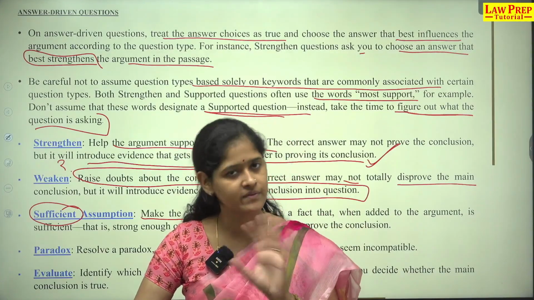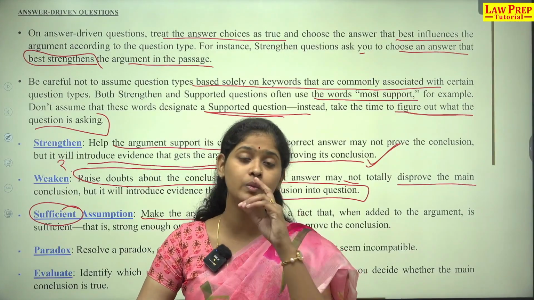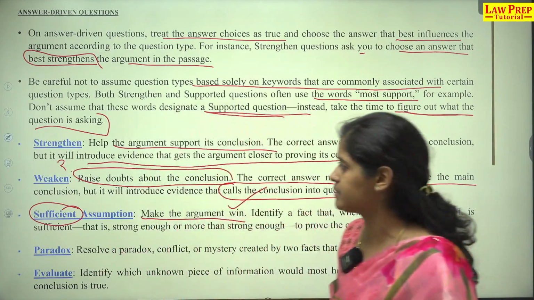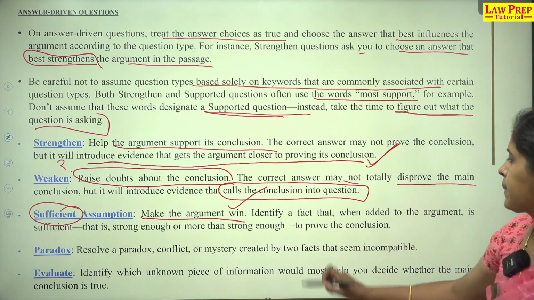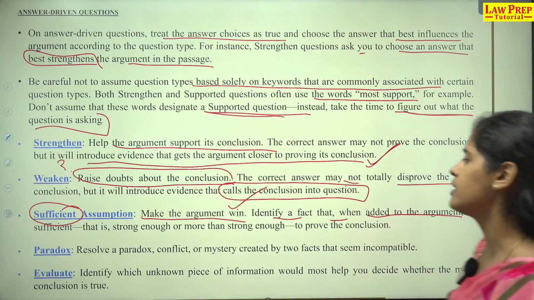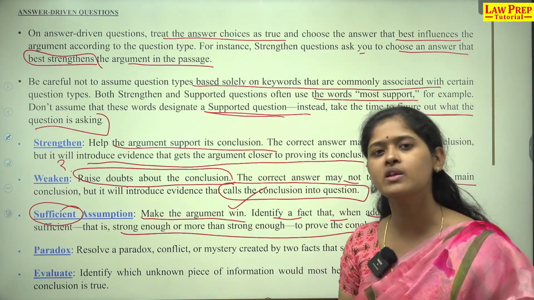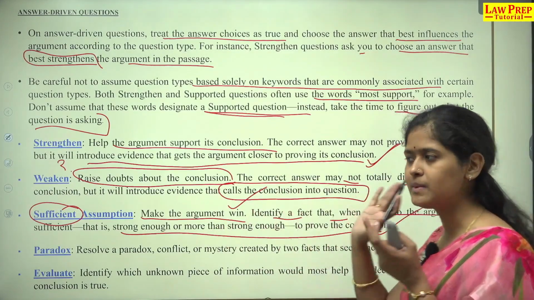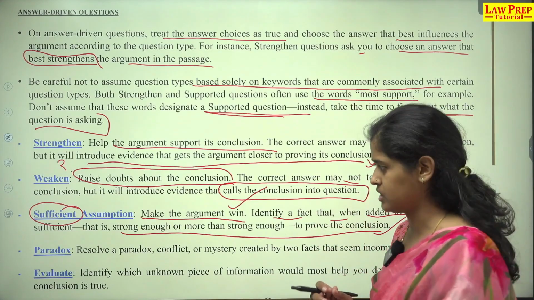मतलब next वाला is sufficient one, मतलब ठीक आंसर है बट इतना ज़रूरी नहीं है for the article to be written. In that case आपको क्या assumption इसमें आंसर में देखना है कि भाई argument को किस फेवर में है. ठीक है. Identify a fact that when added to the argument is sufficient, that is strong enough or more than strong enough to prove the conclusion. Basically you can say when you are solving strengthen and weaken questions, ये वो वाला assumption है कि भाई ठीक ठाक सा एक assumption आपको मिल जाए and you are able to solve strengthen and weaken questions.